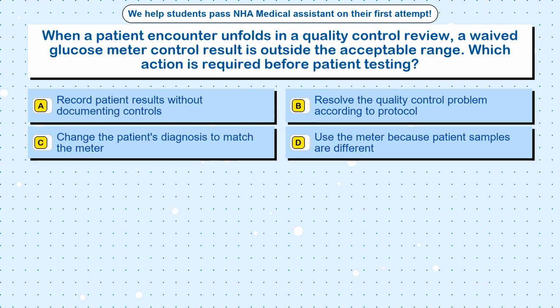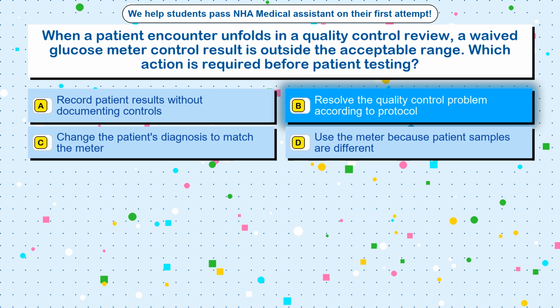Question 42. When a patient encounter unfolds in a quality control review, a waived glucose meter control result is outside the acceptable range. Which action is required before patient testing? Option A, record patient results without documenting controls. Option B, resolve the quality control problem according to protocol. Option C, change the patient's diagnosis to match the meter. Option D, use the meter because patient samples are different.